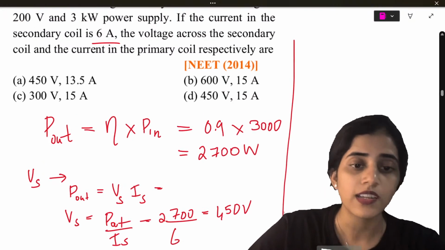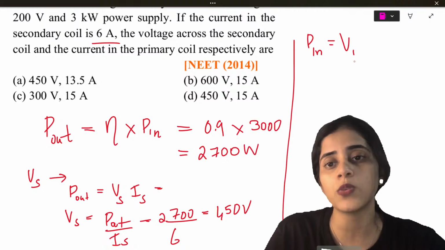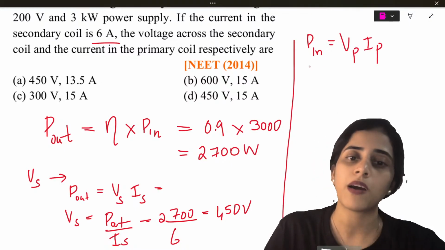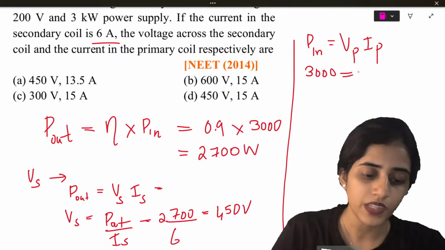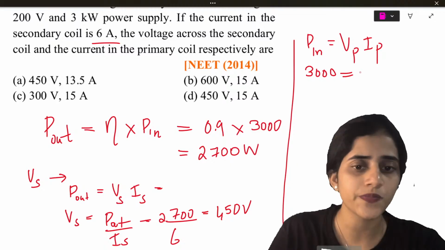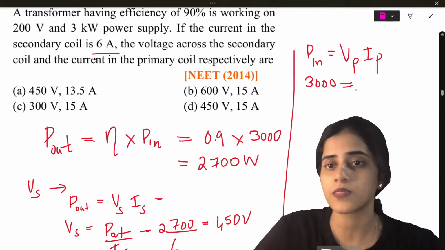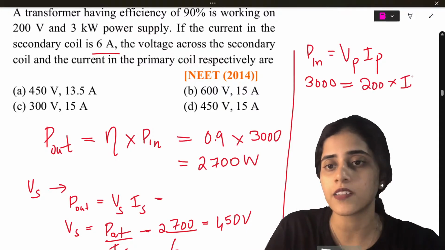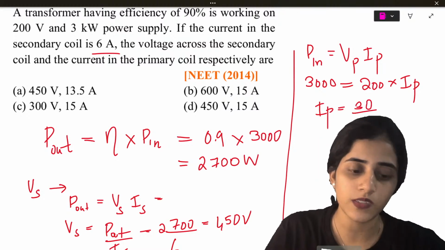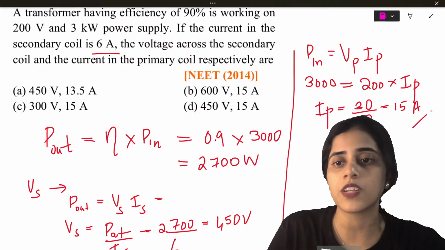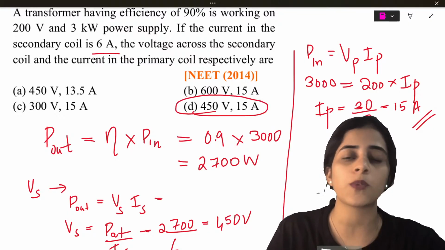Now I have to find out current Ip. So how will I do that? Power input is equal to Vp Ip. Power input is how much? 3000, it's given to you in the question. Is equal to Vp, how much is Vp? 200 volts, right? 200 times Ip. So Ip is equal to 30 by 2, which is 15 amps. So which option is it? 15 amps and 450 is option D.